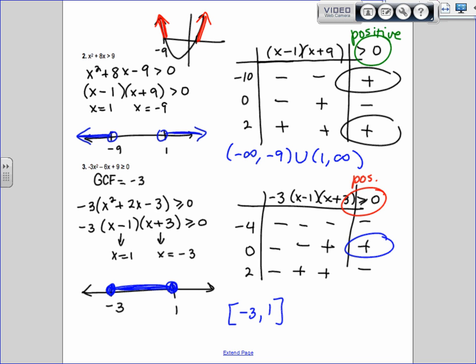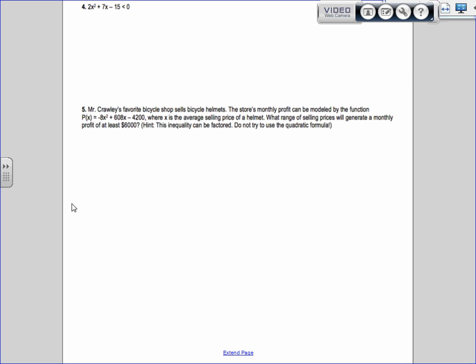So the next one is a downwards parabola, and the downwards parabola crosses at 1 and -3. So if we have a downwards parabola crossing at 1 and -3, and we want to know when it's above the x-axis, it's above the x-axis between the two, right? So you're kind of seeing how this is related to the graph. So you can use that when figuring out if it's above or below as well. All right, so next up, number 4.